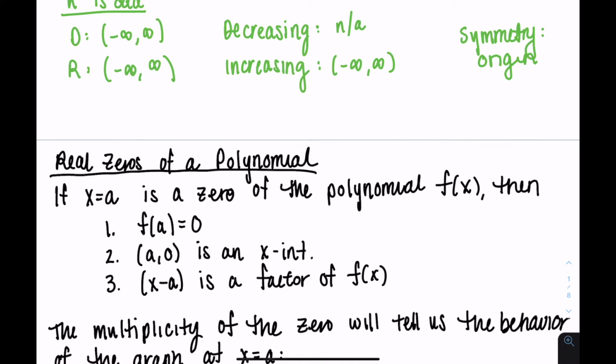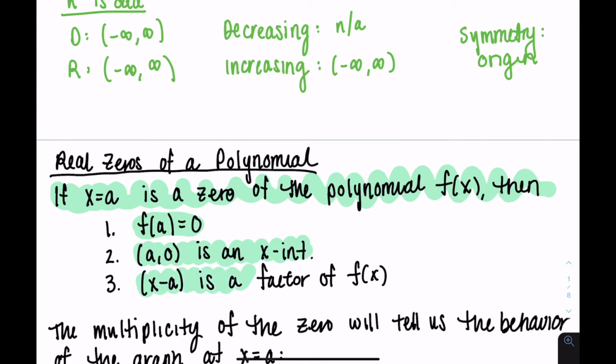So first and foremost, we know if x equals a is a 0 of a specific polynomial, then really you get a few pieces of information. The first one, because it's a 0, that means when you plug in that value of a, the output is 0. So these correspond to the x-intercepts of the graph. And also it tells you what the factors of that function are going to be.